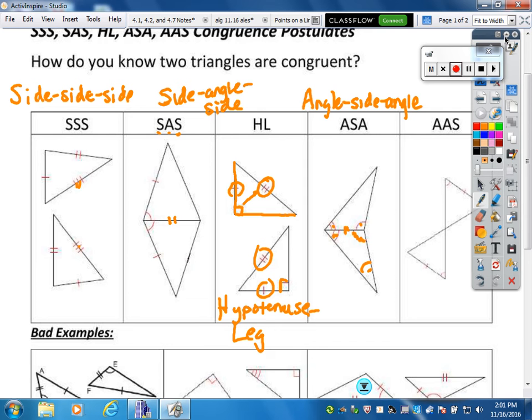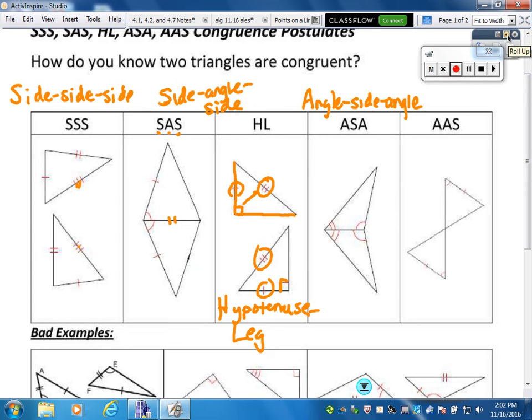Alright, next one. Let me get rid of that stuff. Next one is called angle, angle, side. So this one we have the side right on either end here. I see one angle right next to it, and then it doesn't look like I have any more information given, but I really do because these are vertical angles right here. So let me mark those two because I don't know if they're congruent to those or not.